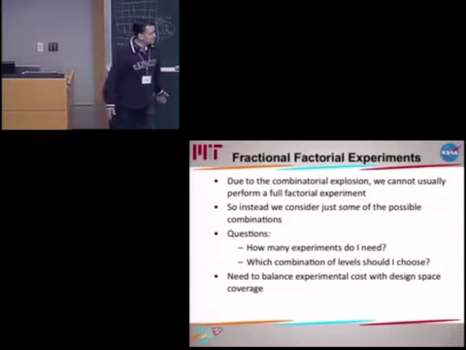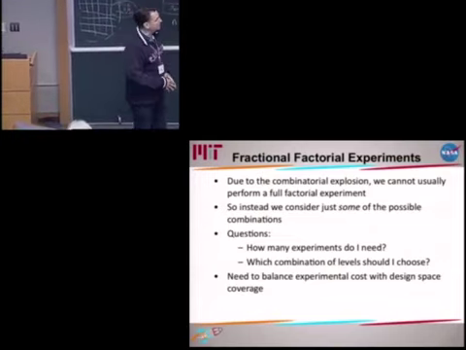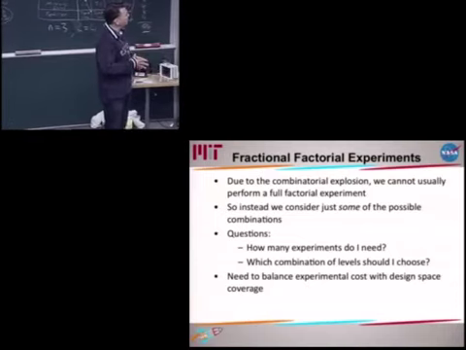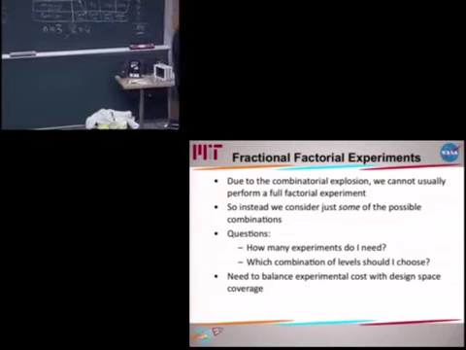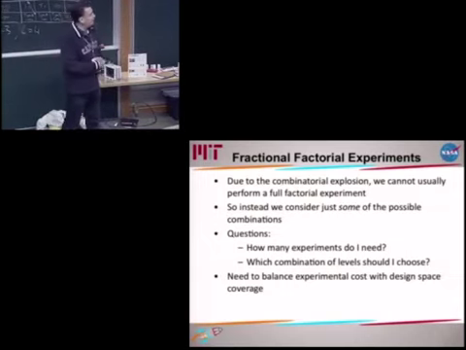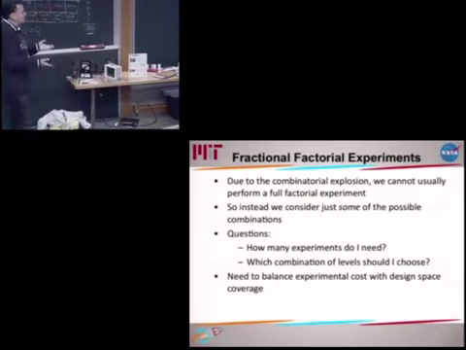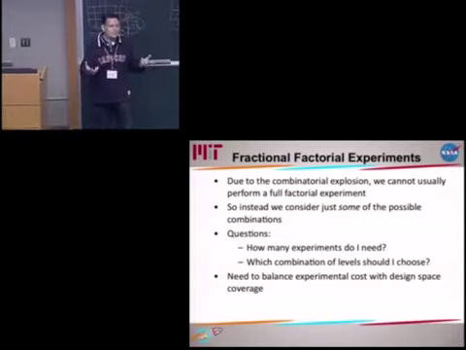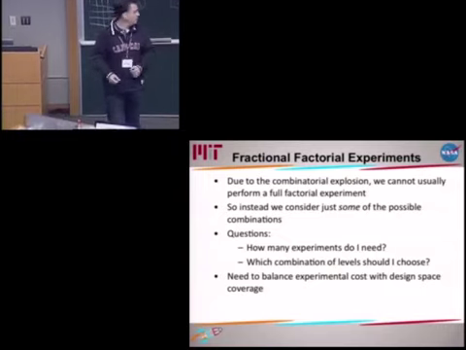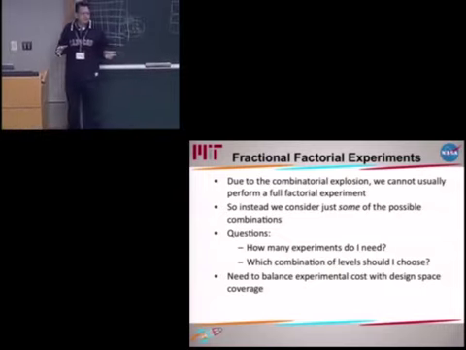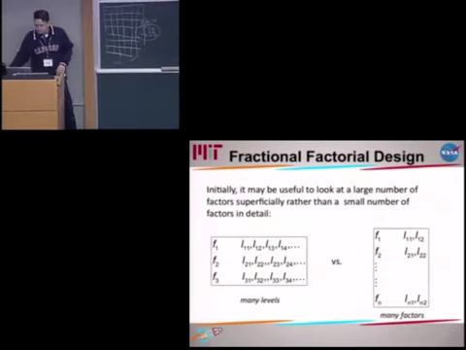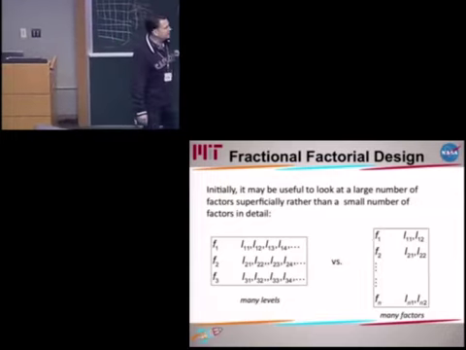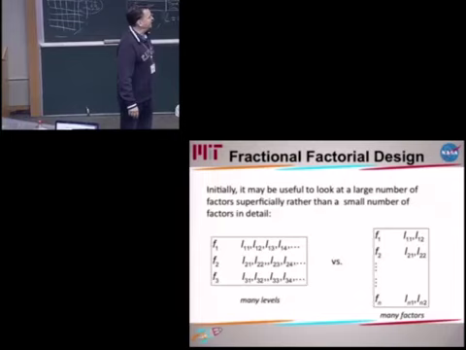So what we do is we say, well, let's look at a subset of these experiments, and that's called fractional factorial experiments. So we're going to look at a subset, and then the question is, well, what's the right subset to look at, right? How many experiments do we need? What combinations of levels should we choose? And there's a trade-off, a balance here between experimental cost, how many experiments do we carry out, and design space coverage, or how much information we gain. So let me briefly summarize some of the techniques that we typically use for that.